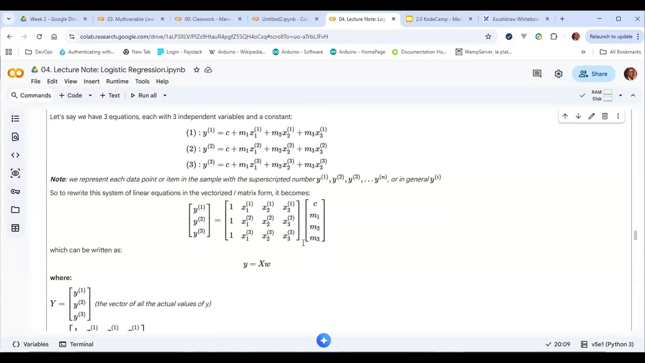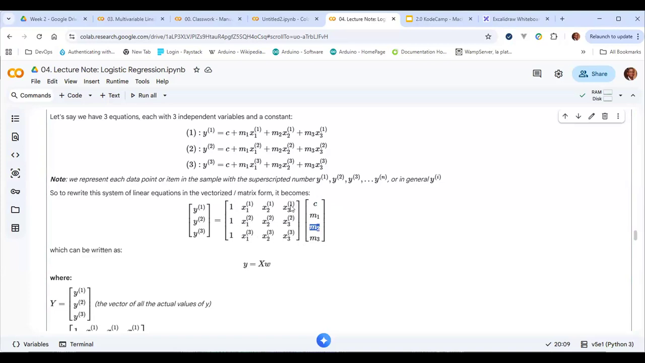The first part is the vector of parameters. So this is what we call the parameters in machine learning. These are the things that you are training the model. These are the weights that you are adjusting. These are the coefficients of the equation. The same C will govern these ones. The same M1 will govern these X's. The same M2 will govern these X's, X2s, and the same M3 will govern this.